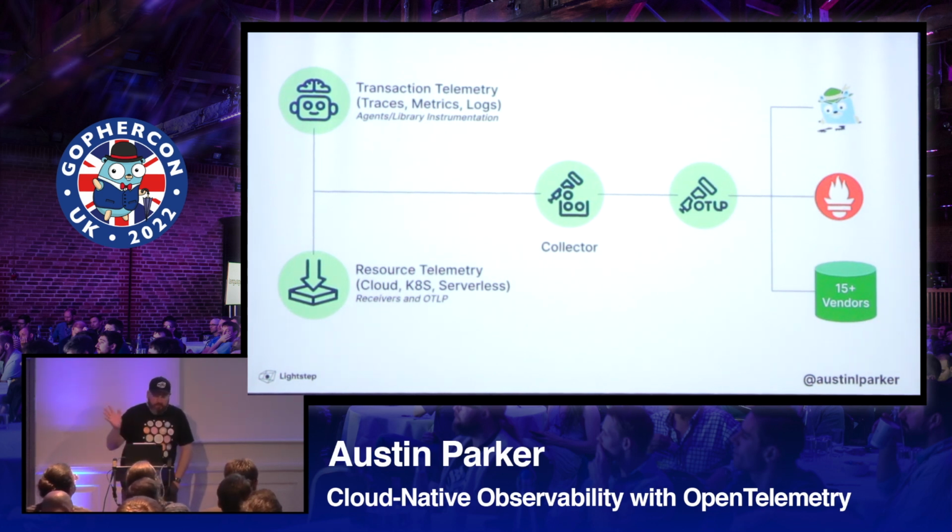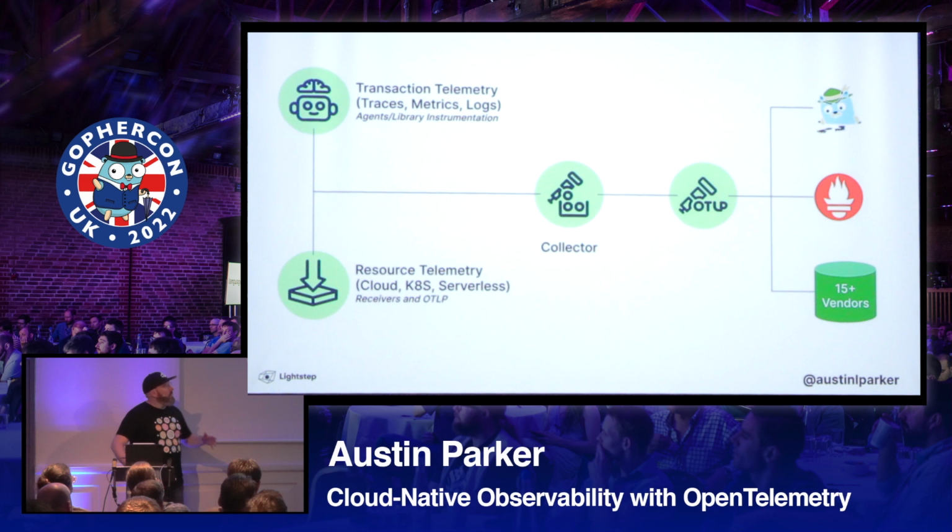OpenTelemetry itself in a deployment, how it works at a high level, is you have two parts. You have your transaction and your resource telemetry. Transaction telemetry is that stuff I mentioned before. It's the application-level stuff. It's things that can be associated to a unique user session through your application, and that's your traces, metrics, and logs. And then you have resource telemetry, which is anything that isn't that. So your database metrics, your VM logs, your Kubernetes traces, things that can't really be associated to a unique customer or end user transaction would be the resource telemetry.